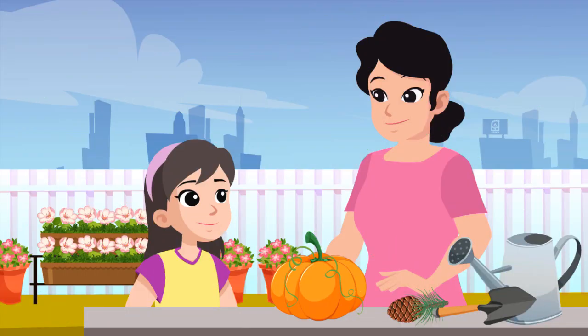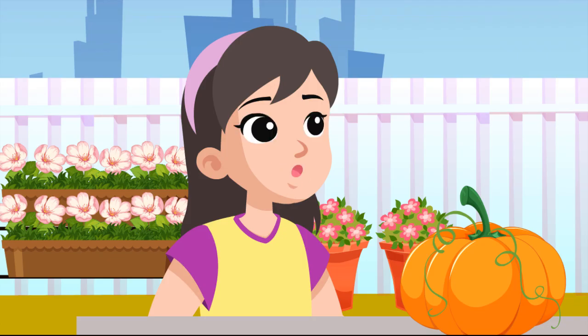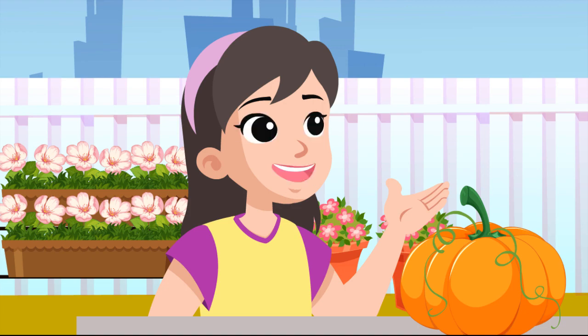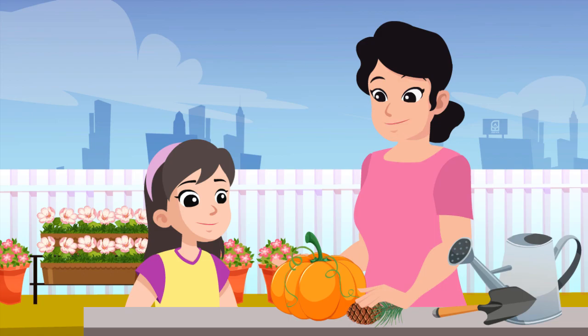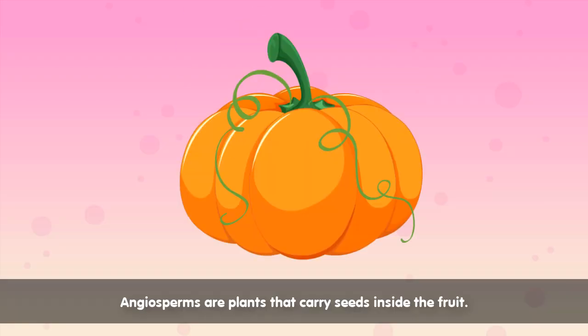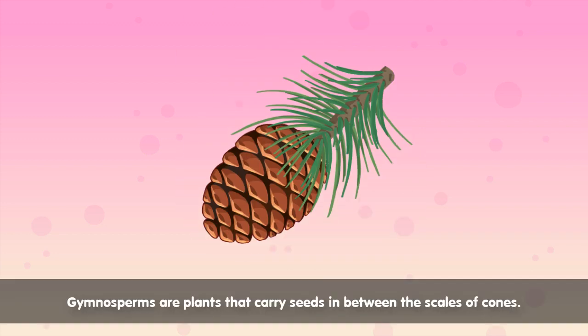Plants grow from seeds, right, Mommy? Well, some plants come from seeds, like angiosperms and gymnosperms, while some come from spores, called sporophytes. Can you tell me more about angiosperms and gymnosperms? Look at this squash fruit and pine cone. Angiosperms are plants that hold seeds inside the fruit, just like this squash. Gymnosperms are plants whose seeds are outside or in between the scales of a cone, just like this pine cone.